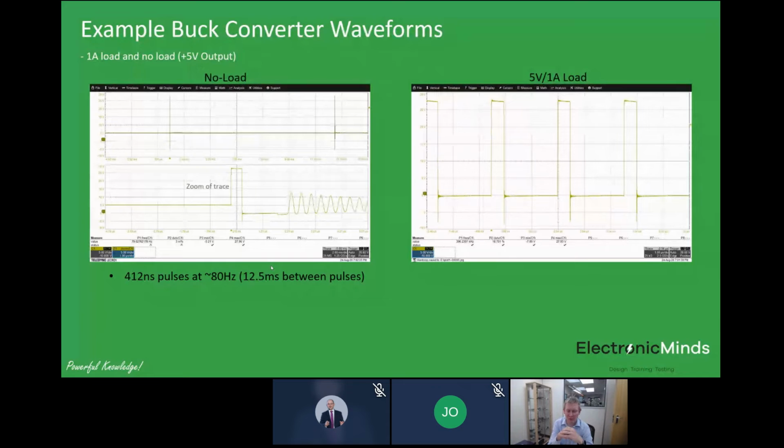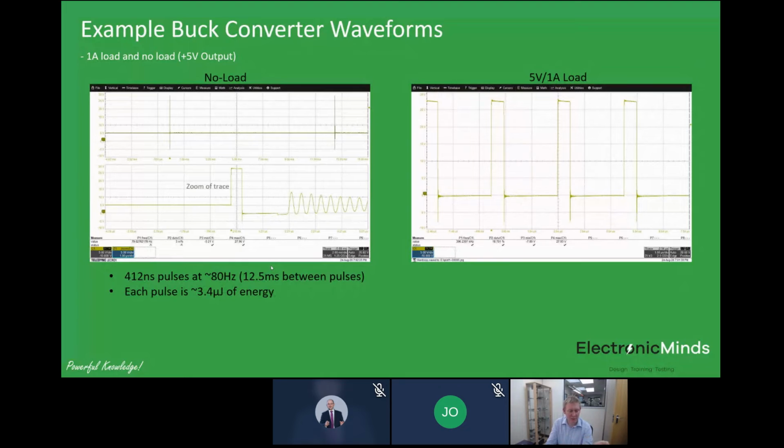Now, that might sound like that's quite frequent, but it's not. That's a very, very low repetition rate. So under no load, what's happening in this converter is that about 80 times a second, you have a 412 nanosecond pulse of energy being delivered through to the output. And the rest of the time, the converter's not doing anything. Now, that means you don't suffer much switching loss.